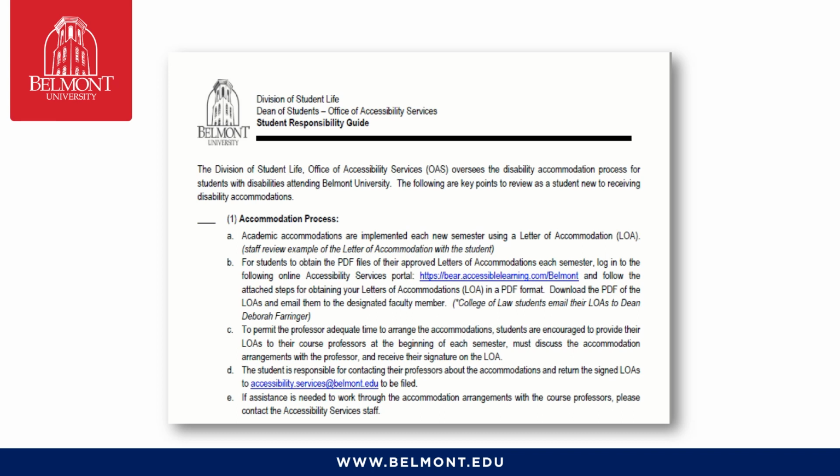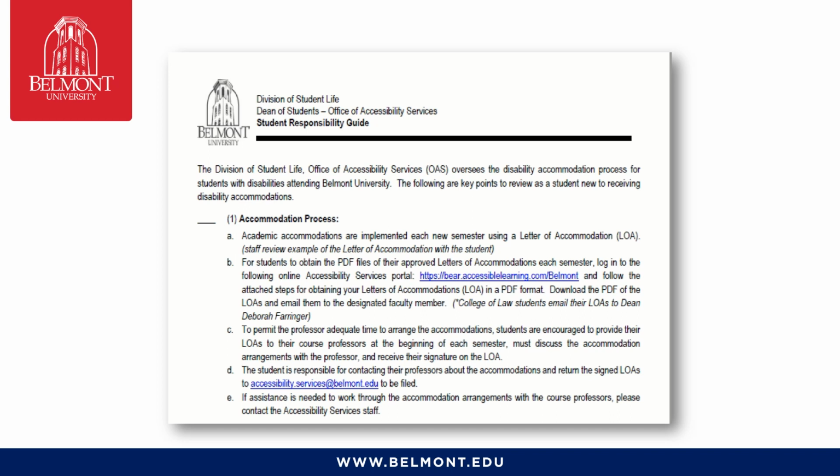The students will then need to follow the steps for obtaining your letters of accommodations. Those steps are emailed after the initial orientation meeting. We will also go over those steps in a separate review video. Once the student has completed those steps, they will need to download their PDF of their LOAs and email them to the designated faculty member. College of Law students will need to email their LOAs to Dean Deborah Farringer.